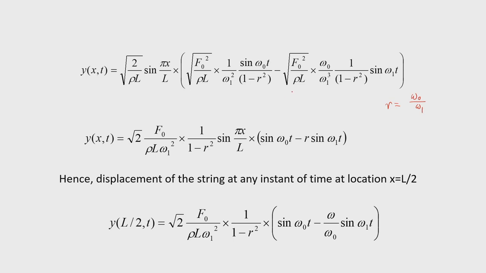Okay. So after simplification, we now get this y(x,t) as root 2 f naught by rho l omega 1 square into 1 by 1 minus r square into sin pi x by l into sin omega naught t minus r sin omega 1 t. So that is the displacement of the string at any instant of time at location x. If I put x is equal to l by 2, the sine term becomes 1. So the final answer is y at l by 2 at any instant of time t is root 2 f naught divided by rho l omega 1 square into 1 by 1 minus r square into sin omega naught t minus omega naught by omega 1, that is the r, into sin omega 1 t.